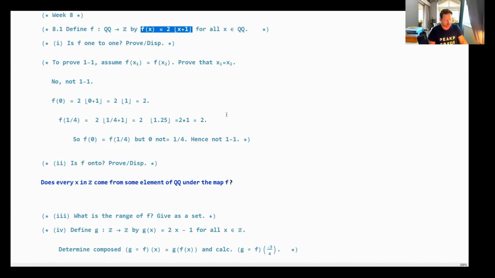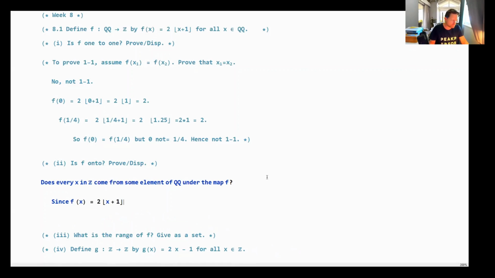So let's just say then, since f of x is twice this, twice an integer. In other words, range is the even numbers. So write the even numbers as 2z. Odd numbers don't have an x from which they came, right?